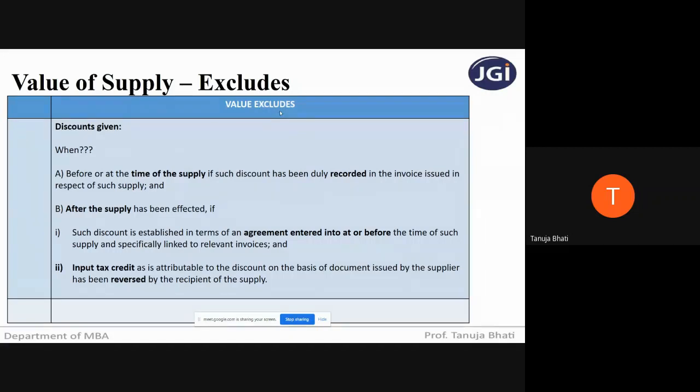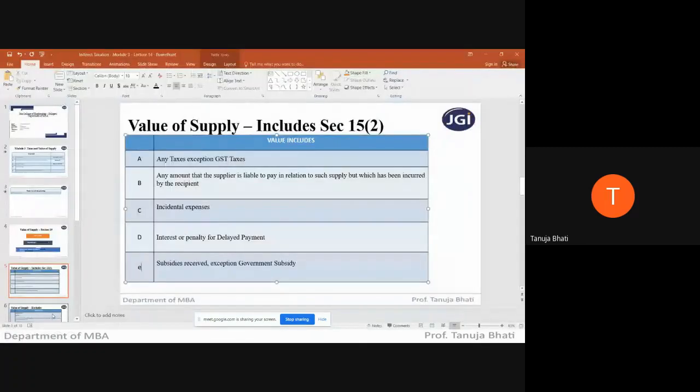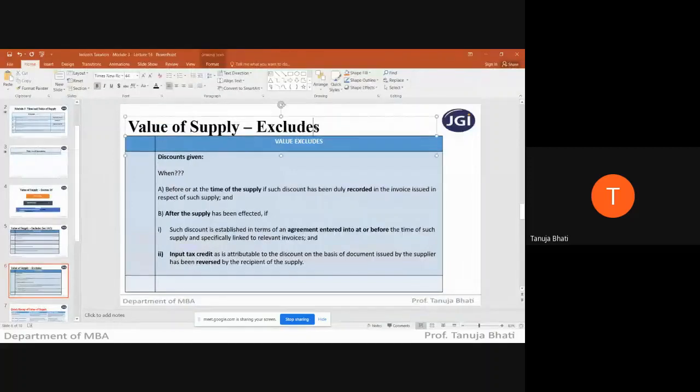But just remember what it includes: transaction value, what it includes. That is clause number 2, the 5 subclauses that we have seen, and what it excludes is this particular section, section 15, subsection 3, clause A and clause B.